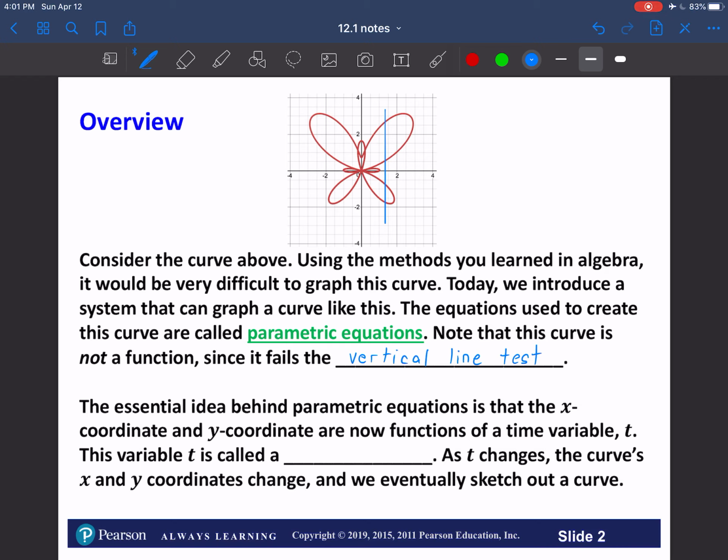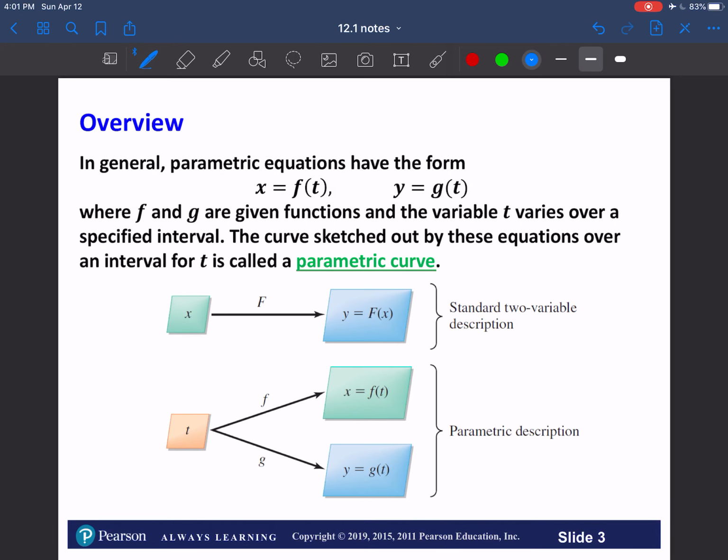Alright, so the essential idea behind parametric equations is that the x-coordinate and the y-coordinates are now functions of a time variable t. This variable t is called a parameter. As t changes, the curve's x and y coordinates will change, and we can eventually sketch out the curve. So more systematically, in general, we have equations that look like x is a function of t, and y is another function of t.